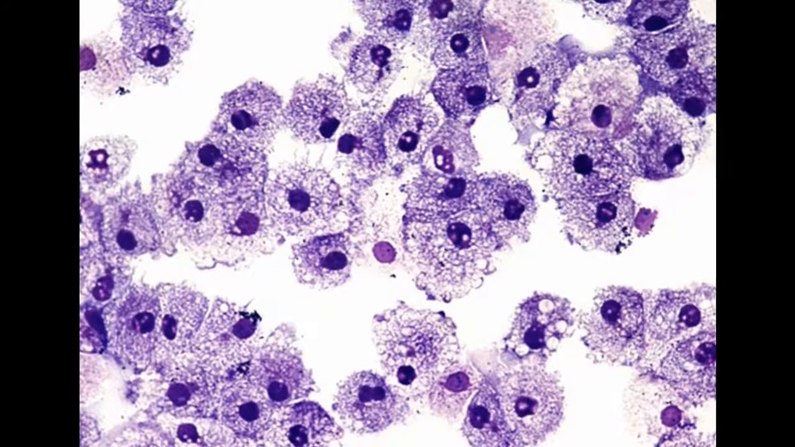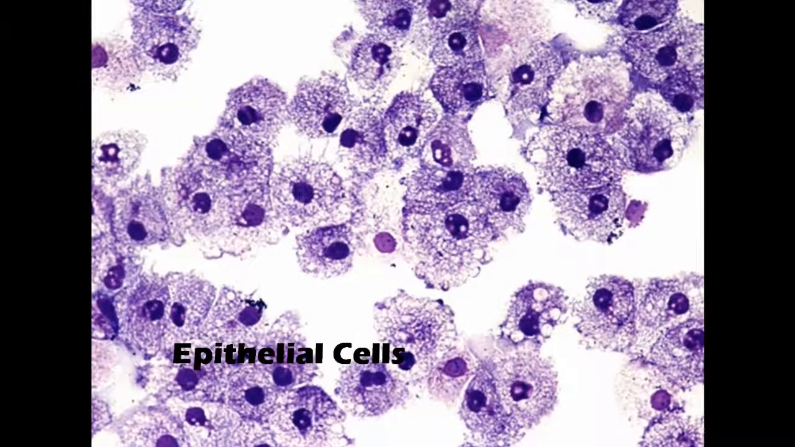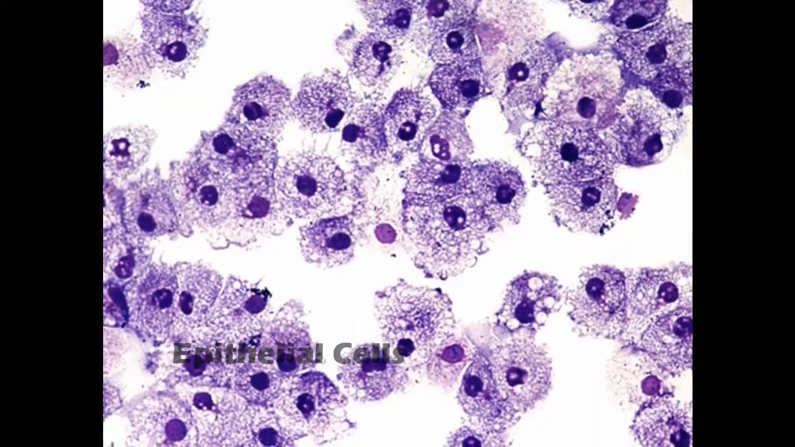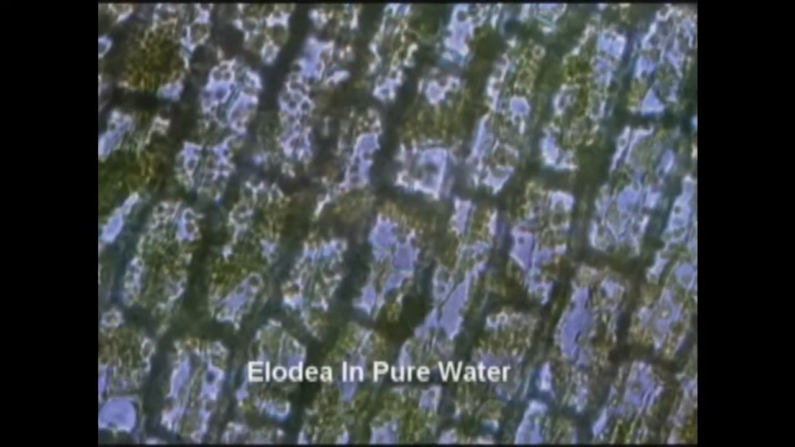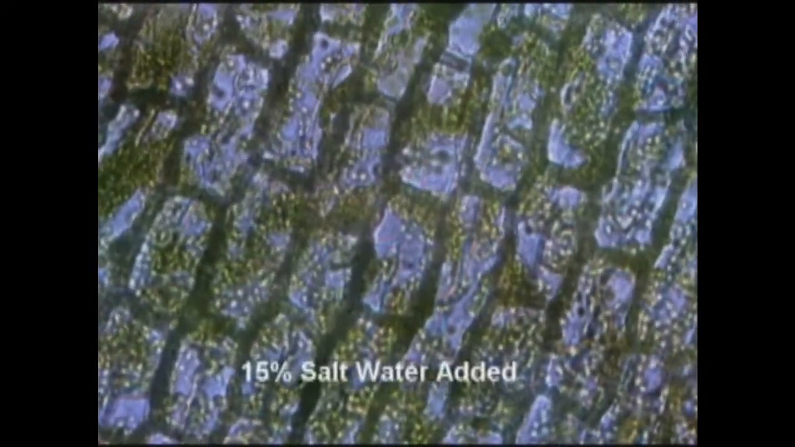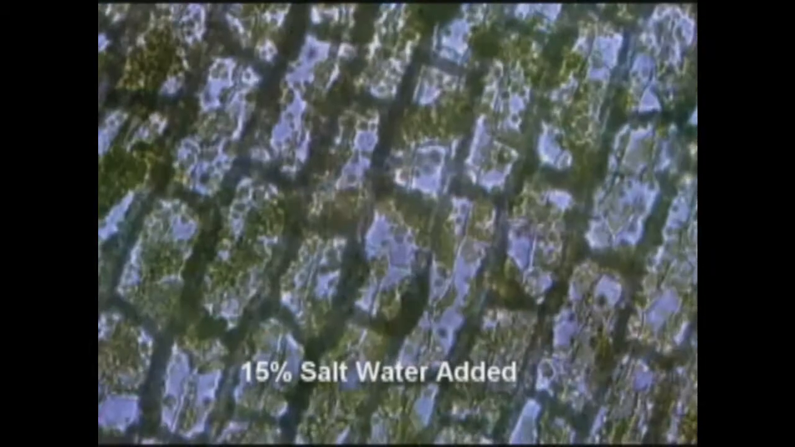In order to survive, cells like these epithelial cells have to be able to respond to their environment. For example, these plant cells are in pure water, and they'll respond to osmotic pressure. When a salt solution is placed on the cells, they begin to lose water because of the osmotic pressure. You'll see all the green chloroplasts start to shrink toward the middle of the cell. This is the cell membrane losing water as it shrinks away from the cell wall.